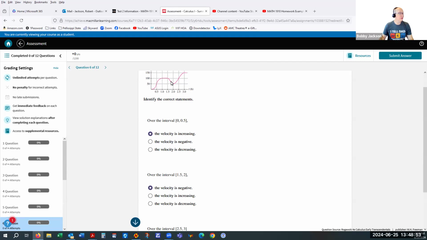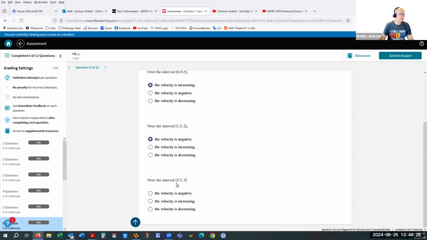But then from 1.75 to 2, the slope, notice, is going back to 0. By the time you get to 2 hours, notice the tangent line would be horizontal right at that bottom point there. And therefore, the velocity would be 0 there. So from 1.75 to 2, you're going to have the velocity actually increasing. So you can't say it's increasing on the entire interval or decreasing on the entire interval. It's decreasing and then increasing. So the only choice is that the velocity is negative.